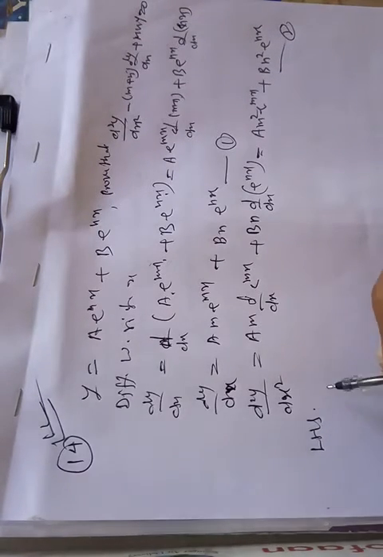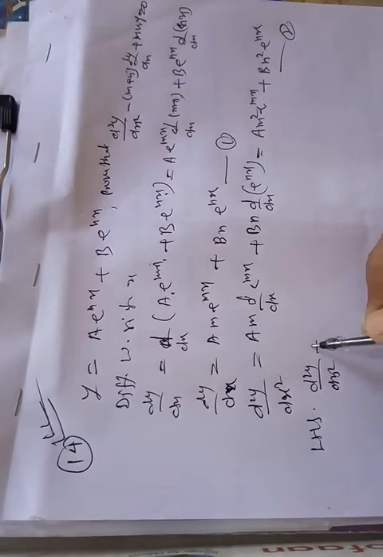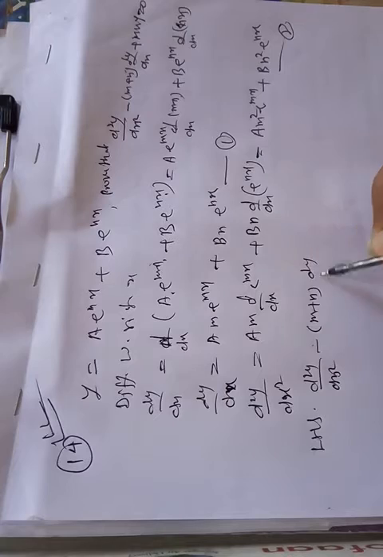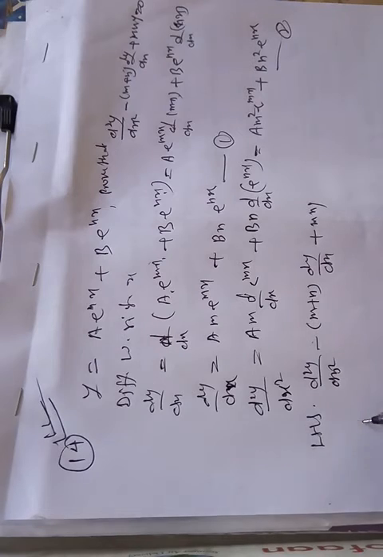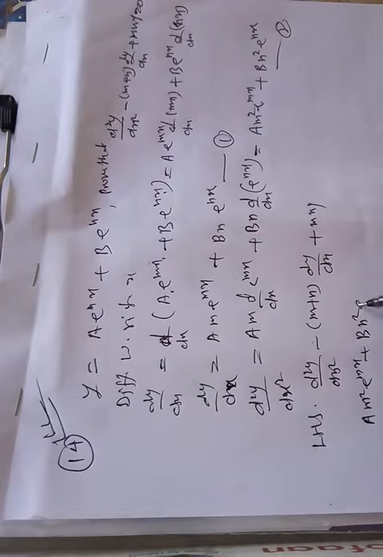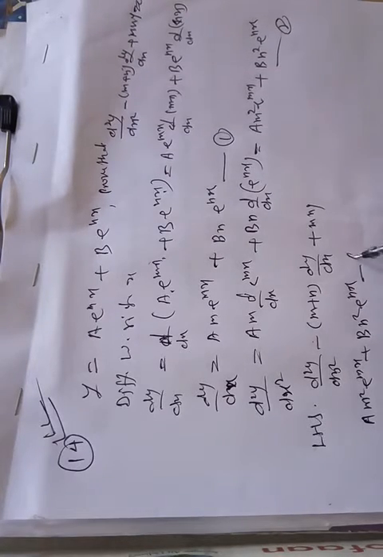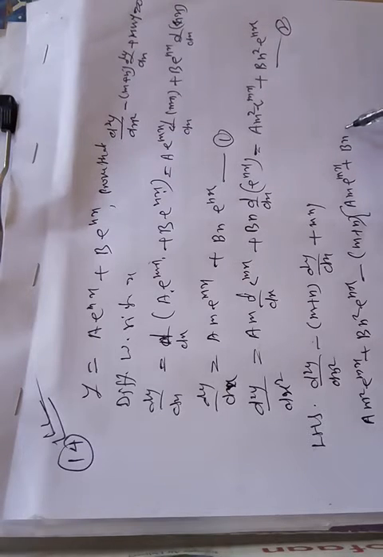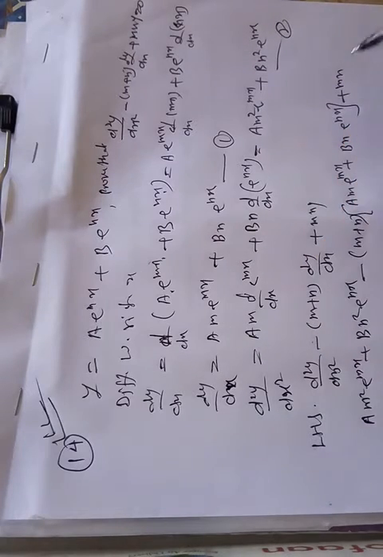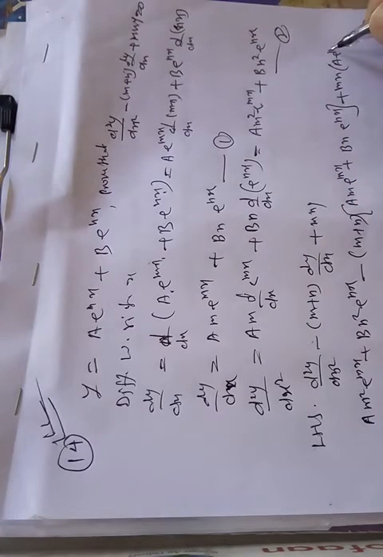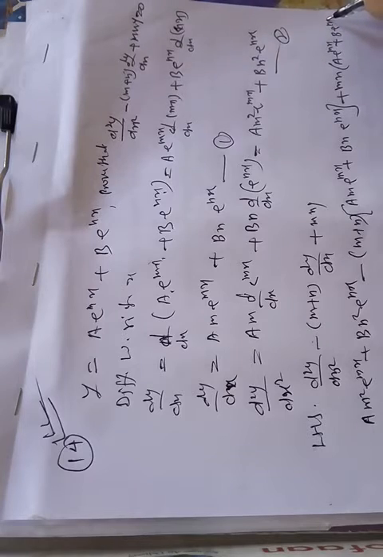Taking LHS: d²y/dx² minus (m+n) dy/dx plus mn y. So d²y/dx² is a m² e^(mx) + b n² e^(nx), minus (m+n) times dy/dx, which is (a m e^(mx) + b n e^(nx)), bracket close, plus mn times y, which is a function of (a e^(mx) + b e^(nx)).